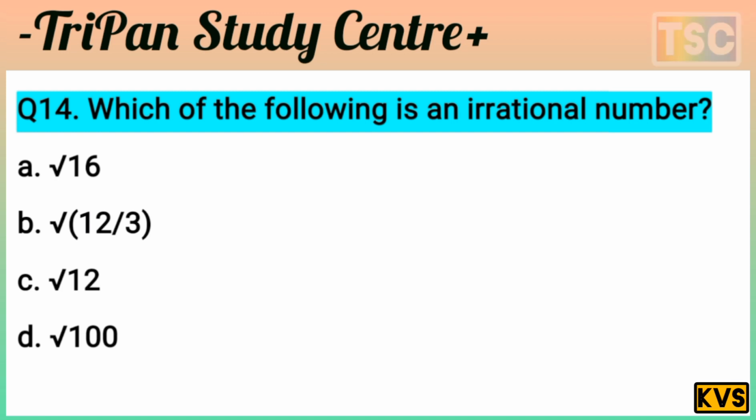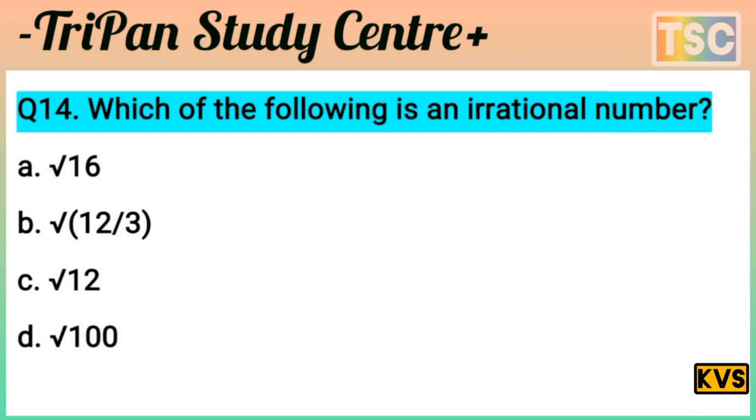The remaining option is C. Under root 12 is 2 into 2 into 3. The pair of 2 comes out of the root, so it's 2 under root 3. That is an irrational number. C is the correct answer for this question. That's important for the exam.